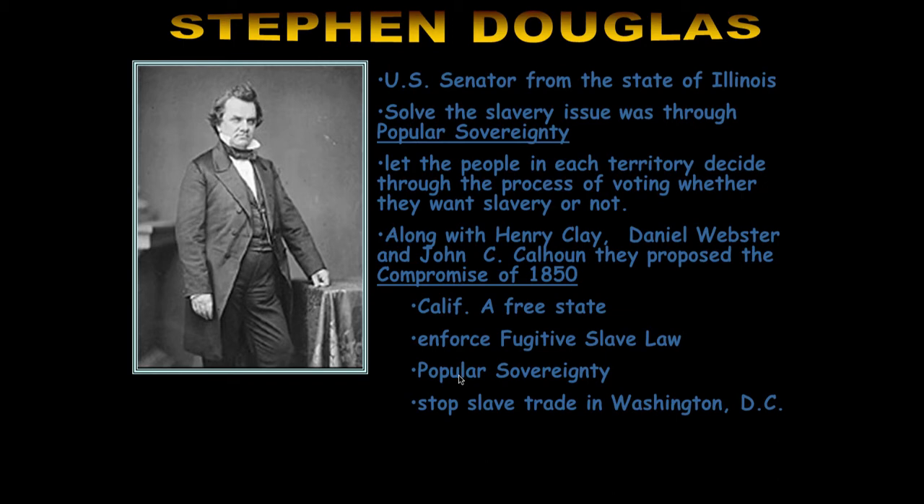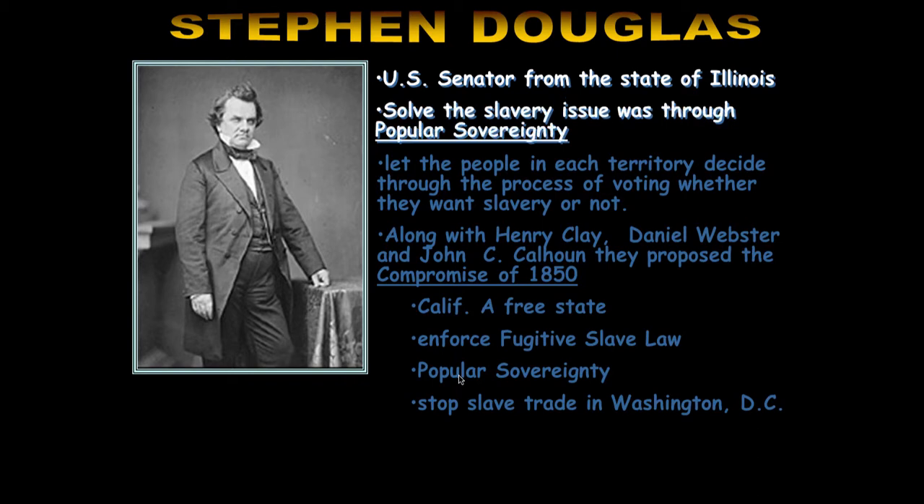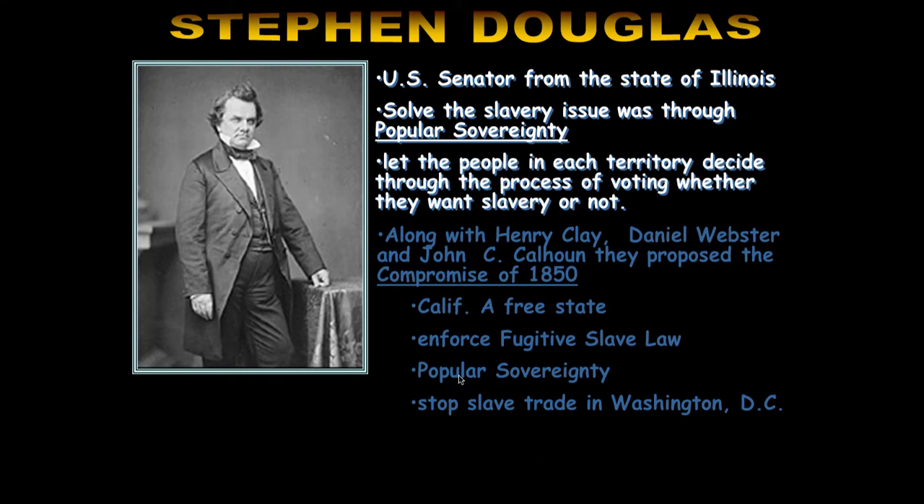So let's look at Stephen Douglas. He was a United States Senator from the state of Illinois. He believed the only way to solve the slavery issue is with popular sovereignty. What is popular sovereignty? Let the people in each territory decide through the process of voting whether they want slavery or not. Let the voters decide. Popular sovereignty means the popular will of the people is the sovereign will.